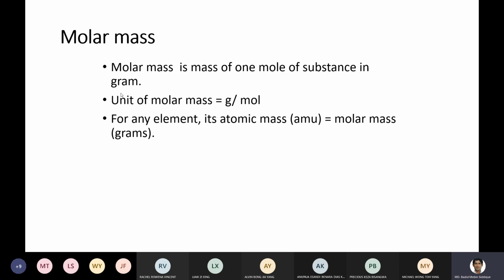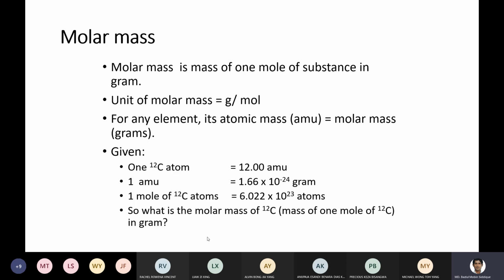So gram per mole is the unit for molar mass that we have to express, and we have to always write it in that way. Okay. For any element, its atomic mass is the molar mass in gram. Let's say given one carbon 12 atom is 12 AMU, that we have already seen, and one AMU is considered 1.67 times 10 to the power negative 24th gram. 1 AMU, this is the gram, is extremely small.